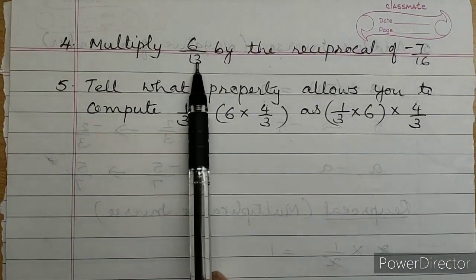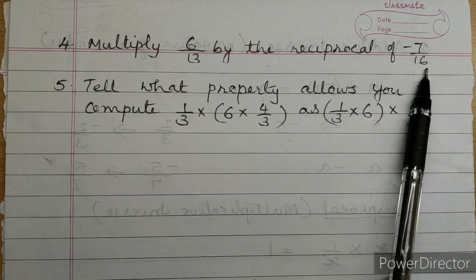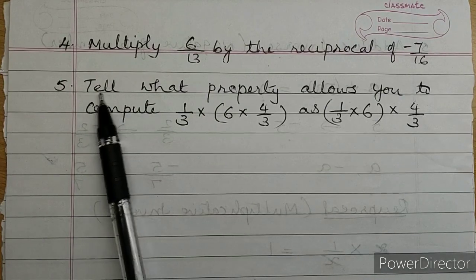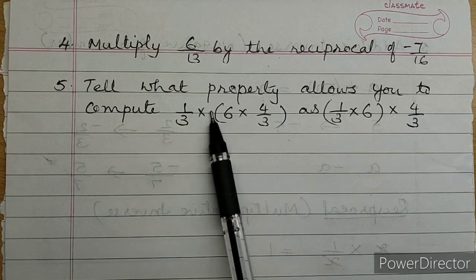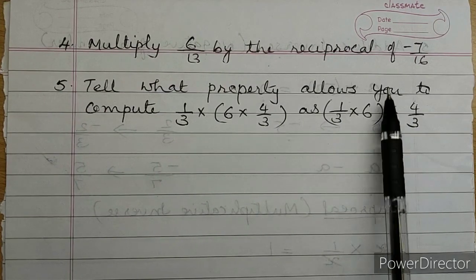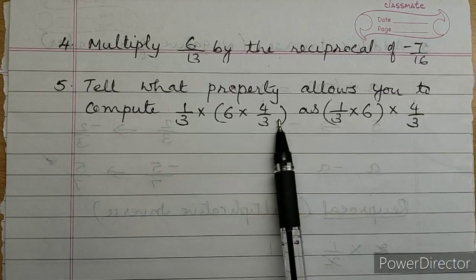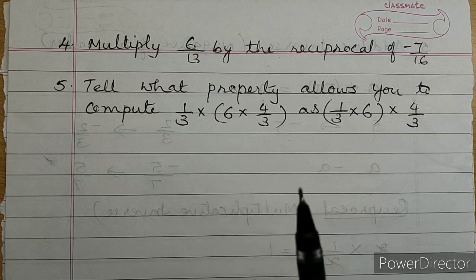Next one, multiply 6 by 13 by the reciprocal of minus 7 by 16. Take the reciprocal and multiply it. Next, tell what property allows you to compute 1 by 3 into, in bracket, 6 into 4 by 3 as 1 by 3 into 6, in bracket, into 4 by 3. Here the bracket is changed. Bracket change means which property? Find out. Thank you, children.